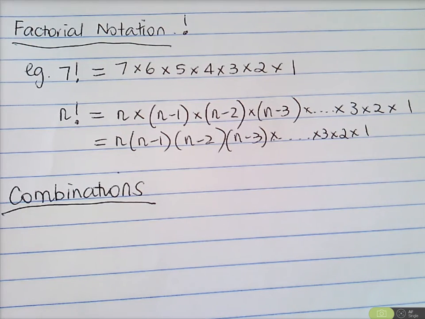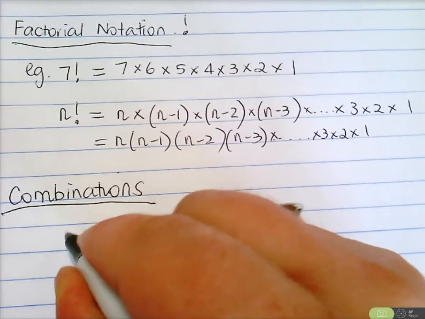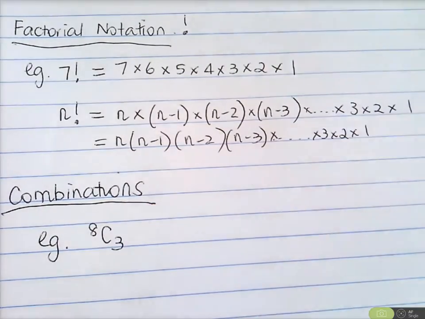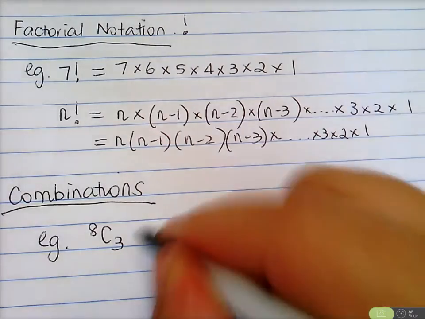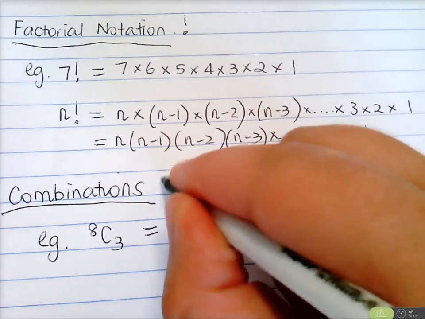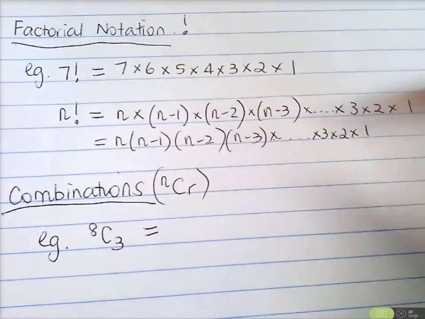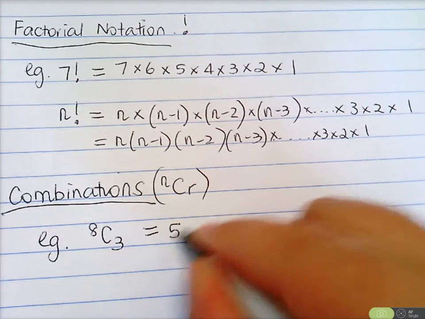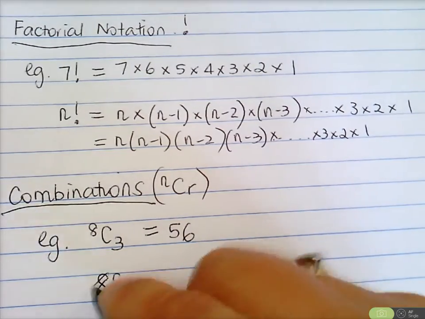So, combinations. You know how you've seen an example like 8 choose 3? Can someone work out what 8 choose 3 is on your calculator? So this is a combination. The general form is nCr. Now, how do you work it out? It's 56, but there is actually a formula for it.